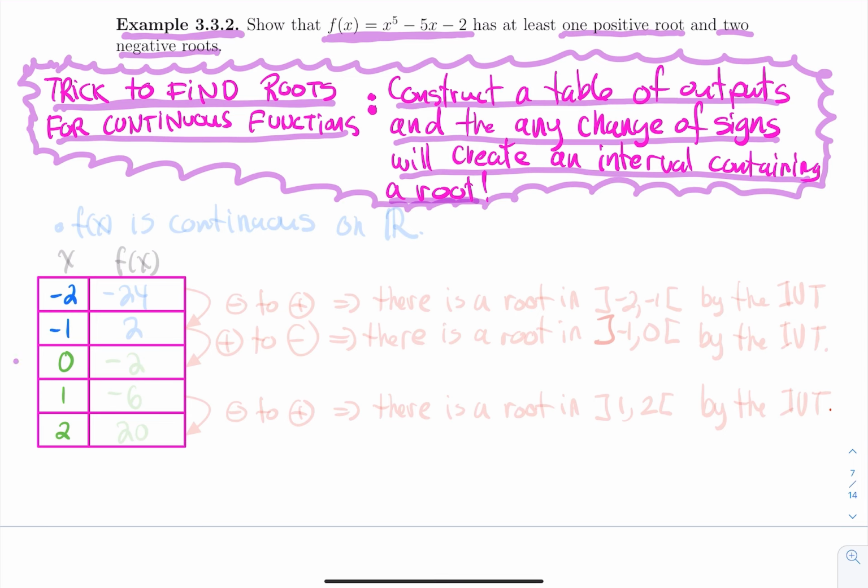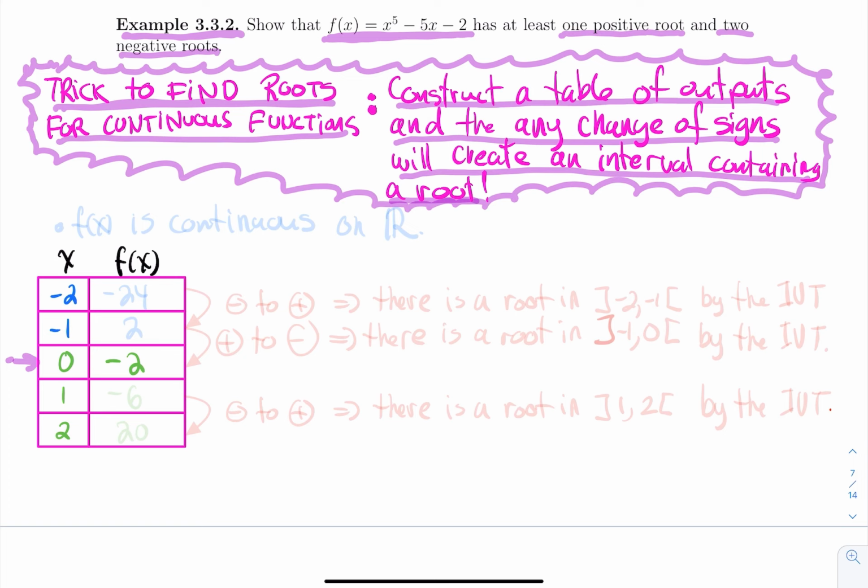Let's compute the output at 0. If you compute the output at 0, you will get 0 to the power 5 minus 5 times 0 minus 2 and get minus 2 out. Be careful here. I forgot to label, but my first column is for x. My second column is for f of x. So at 0, we get minus 2.